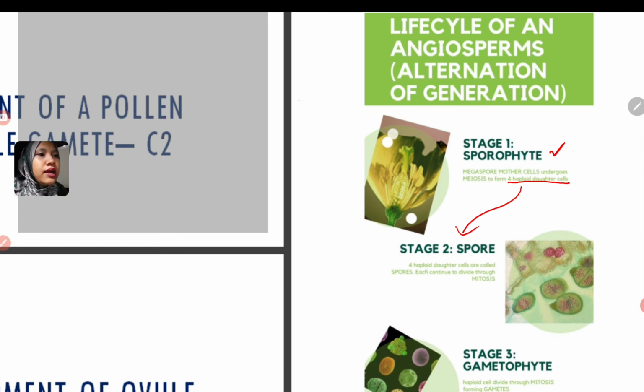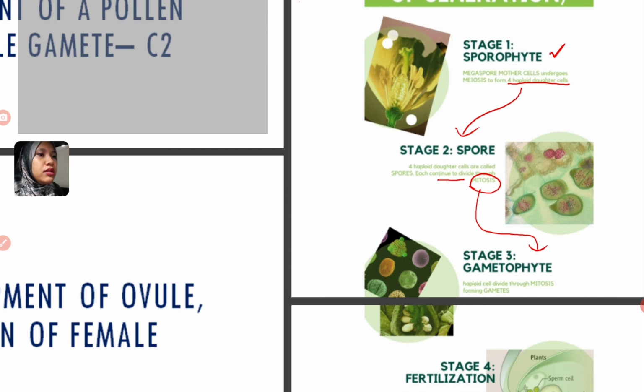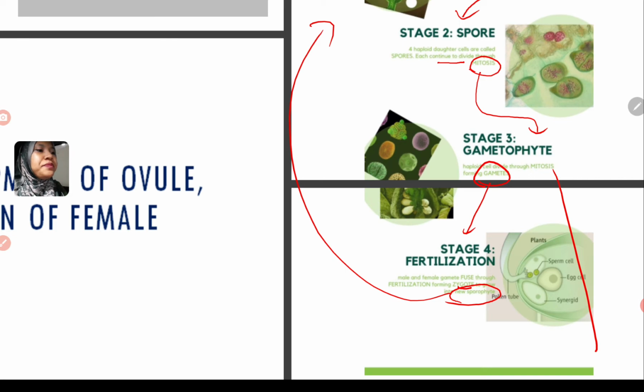A spore is a haploid daughter cell which continues to divide through mitosis. By means of mitosis, eventually comes the third stage of the life cycle, which is the gametophyte. The gametophyte is responsible for dividing again through mitosis, which will form the gametes. The gametes that are formed finally undergo the final stage, which is fertilization, and through fertilization a zygote is formed, which will develop into a new sporophyte, and the cycle will continue.